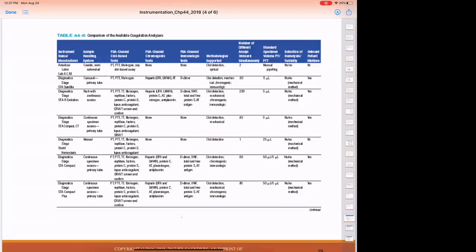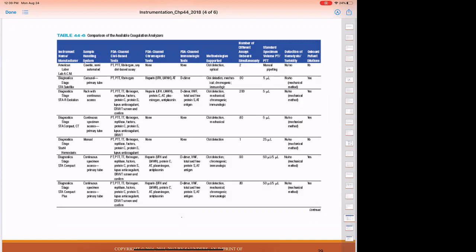And these last 3 slides will show you the tables that are in your chapters in your book. It just lists all of the different instruments and manufacturers, the kind of methodology employed, and whether or not they are FDA cleared for each clot-based, chromogenic, and immunologic. For example, the diagnostic STAGO STA Satellite functions with a sample handling system that is a carousel system and primary tube system. The PT, PTT, and fibrinogen are FDA cleared tests for clot-based methods. The unfractionated heparin, low molecular weight heparin, and antithrombin tests, however, are chromogenic tests that are done within the same system. The D-dimer is done using an immunologic methodology.